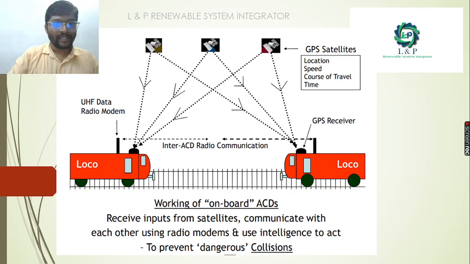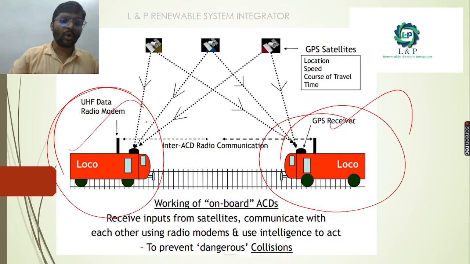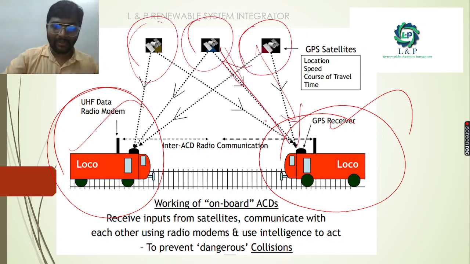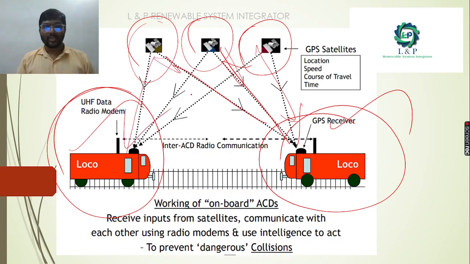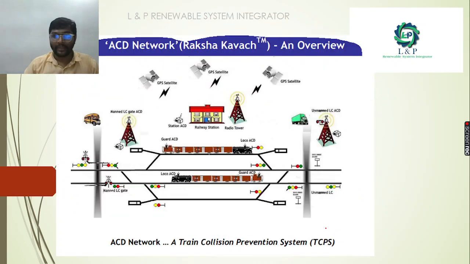As you can see here, these are the two Locos, okay. We have a GPS receiver, we have radio modems as well. As you can see, through the satellites we are communicating, sending and receiving signals, okay. So when the onboard anti-collision device is working, it receives input from the satellite, communicates with other radio modems, and uses the intelligence to act to prevent dangerous collisions, okay. And this is why we call this ACD, anti-collision device network, RAKSH KAVACH. We can also call it a train collision prevention system.